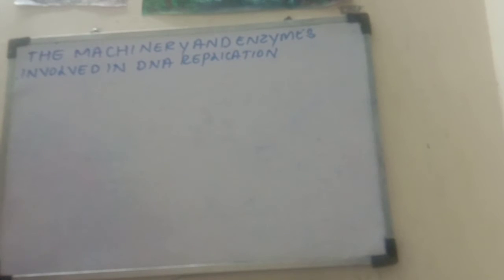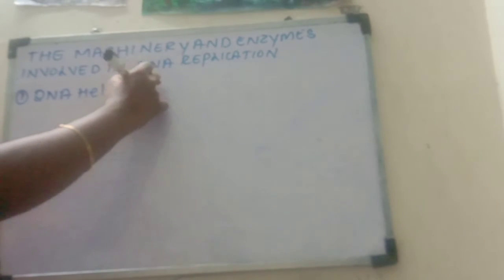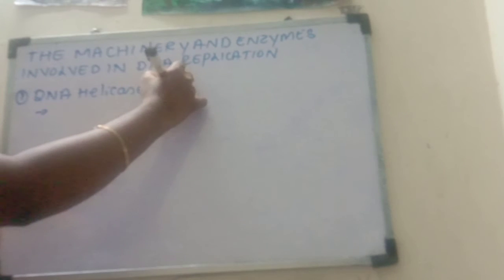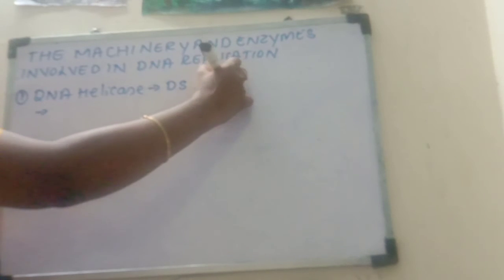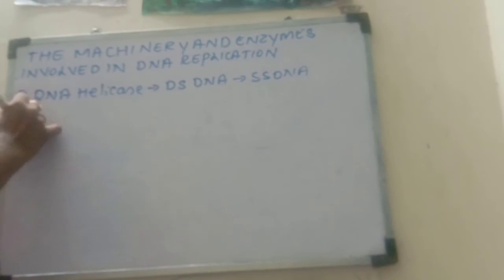What are the enzymes? Enzymes play an important role in DNA replication. Coming to the enzymes, the first enzyme is DNA helicase. Our DNA is in double helical form, and this enzyme is used to break the double helical form into two single stranded forms. We will see that in the process of DNA replication also. So DNA helicase separates double stranded DNA into single stranded DNA. This is the role of DNA helicase.